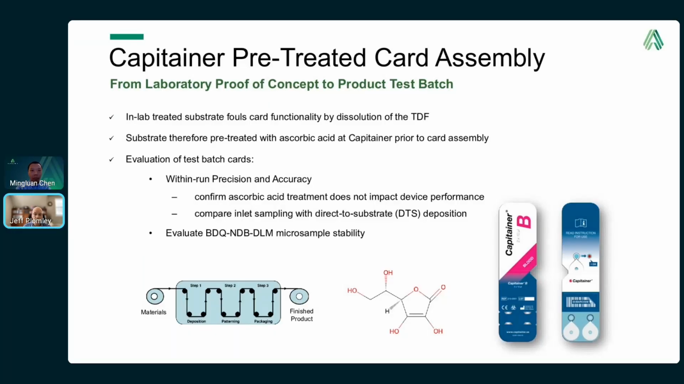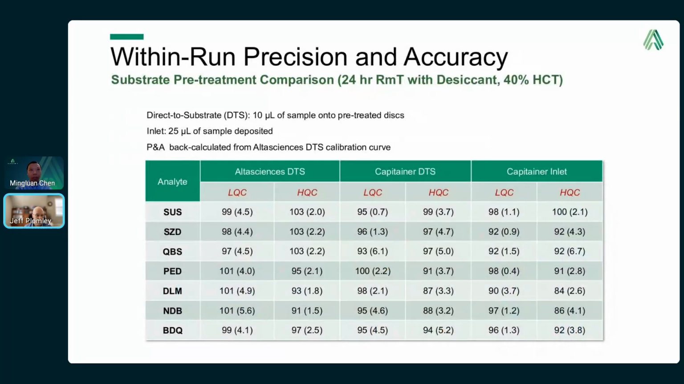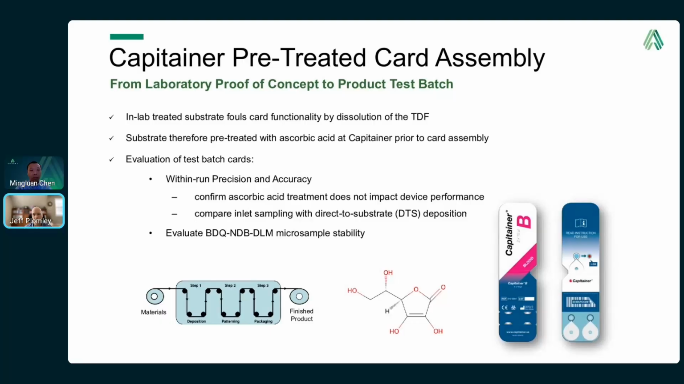And fortunately, Capitainer was very supportive of this endeavor and provided enough cards for a test batch to evaluate a within-run precision and accuracy batch, wherein we could compare inlet sampling versus direct-to-substrate in order to confirm that the Capitainer's ascorbic acid treatment approach has no impact on device performance. And then, of course, evaluate the stabilities for BDQ, NDB, and DLM. So we're going from laboratory proof of concept to a product test batch.